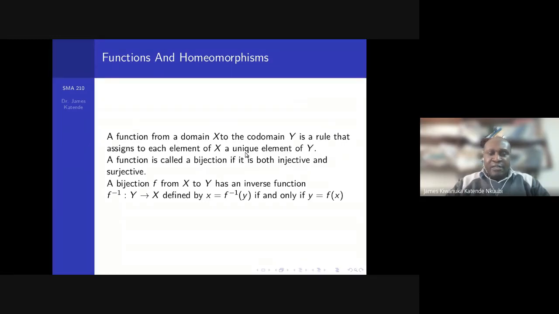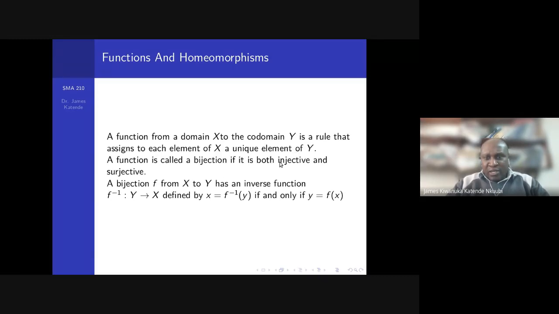So if I have an element from X, it can only be assigned to a unique value in Y. For instance, if I have 2 being assigned to 3, I cannot have the same 2 being assigned to any other value. It must be assigned only to 3. It's possible for me to have another element in the domain which will still be assigned to 3. That is okay. The only thing that cannot happen is that I cannot have a number from X being assigned to 2 numbers or more than 2 numbers in Y. So that's a function.